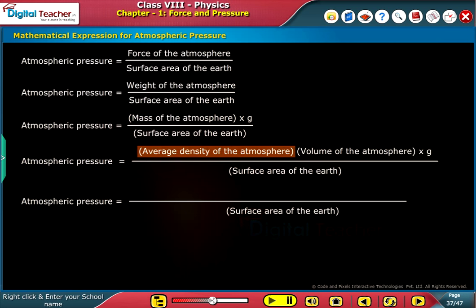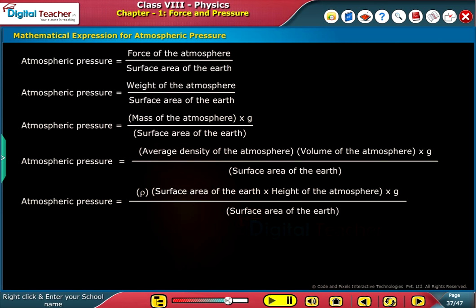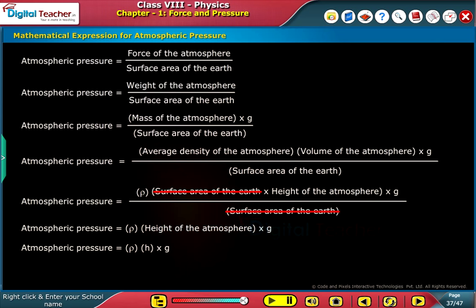Average density of the atmosphere can be represented as rho. We know that the volume of a body is nothing but the product of surface area and height of the object. So the volume of the atmosphere can be written as the product of surface area of the Earth and height of the atmosphere. Here, the surface area of the Earth gets cancelled. Therefore, the atmospheric pressure is equal to rho into height of the atmosphere into g. Here, the height of the atmosphere is represented as h. Hence, atmospheric pressure P naught is equal to rho h g.